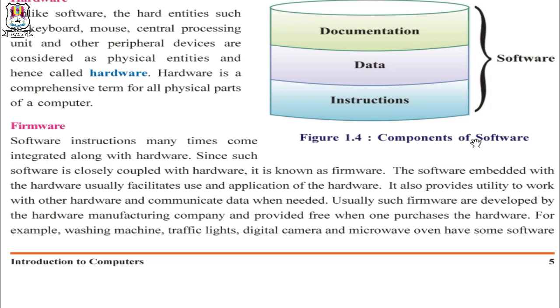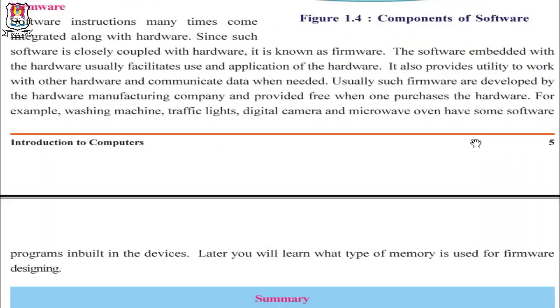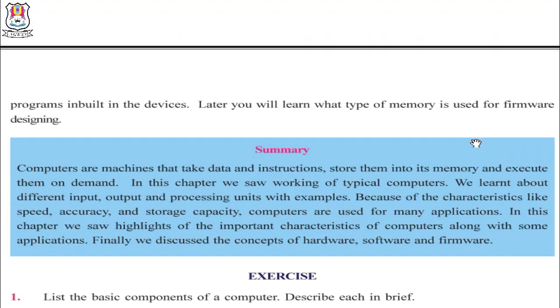For example, washing machines, traffic lights, digital cameras, and microwave ovens have some software programs inbuilt in the devices. Later, you will learn what type of memory is used for firmware designing.